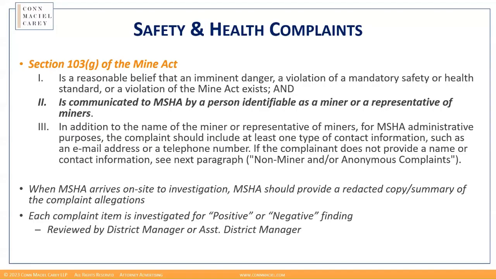So, really, when we get safety and health complaints, they're broken down, or at least MSHA breaks them down. And this is the next couple of slides is largely pulled from their complaint investigation handbook series. But MSHA is looking at particularly safety and health complaints, right? And the first one of those is called a Section 103G complaint. And those are communicated to MSHA by a person who identifies as a minor or a representative of minors.